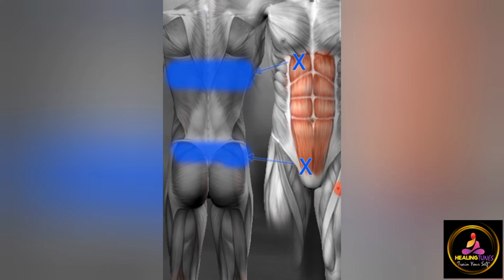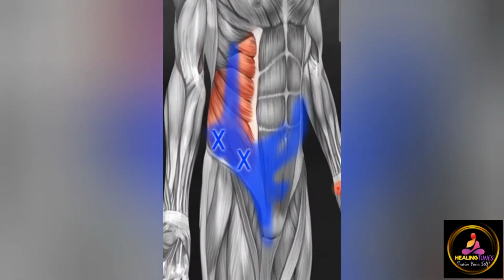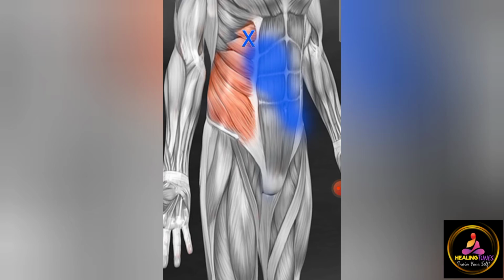Next is the external obliques. Multiple referral patterns run along the abdomen. Upper trigger points can mimic heartburn. Lower trigger points can refer into the inguinal ligament and genitals. They mimic heartburn and epigastric pain.